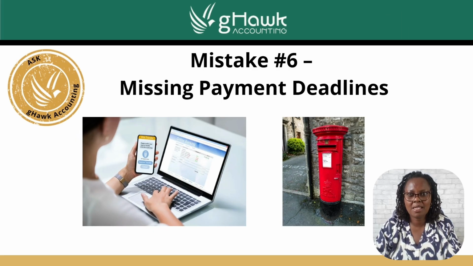Mistake number 6 is missing payment deadlines. Not only do you need to file the return, you also need to pay the deducted tax by the 22nd of the month, or 19th if you're paying by post. HMRC will charge interest and penalties for late payment. There's no need in this day and age to pay by post. It's much easier to pay through your online banking or through your HMRC business tax account.